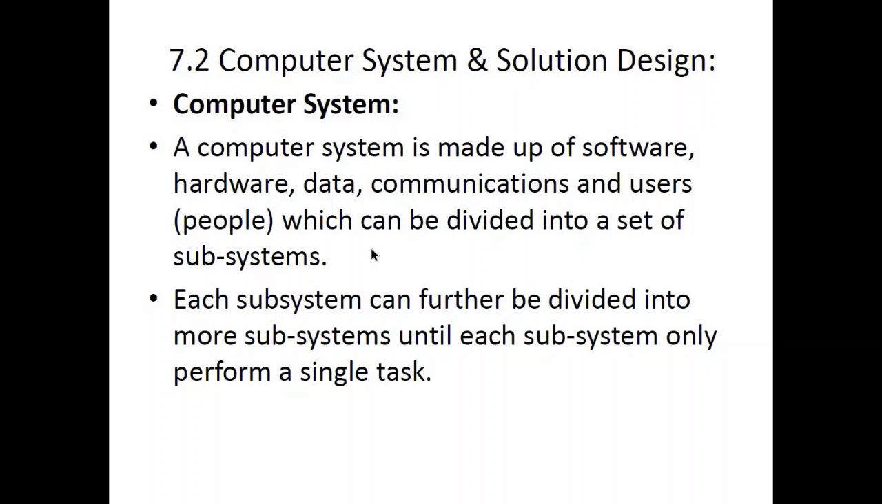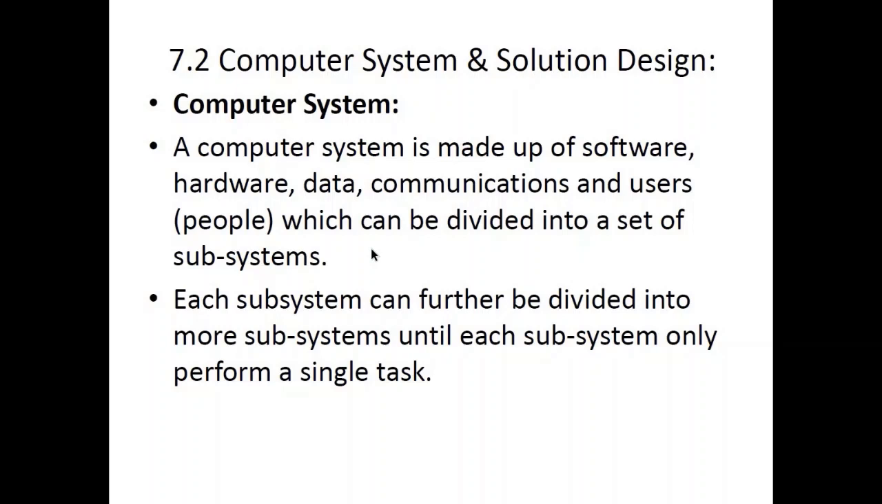Now the first thing over here you need to know is what exactly is a computer system. A computer system is made up of software, hardware, data, communication, and users or people, which can be divided into a set of subsystems. So in a computer system there are always 5 components involved: software, hardware, data, communication, means communication media, and users. If you take out any one of the following, then your system simply cannot exist, or it cannot be labeled as a system.